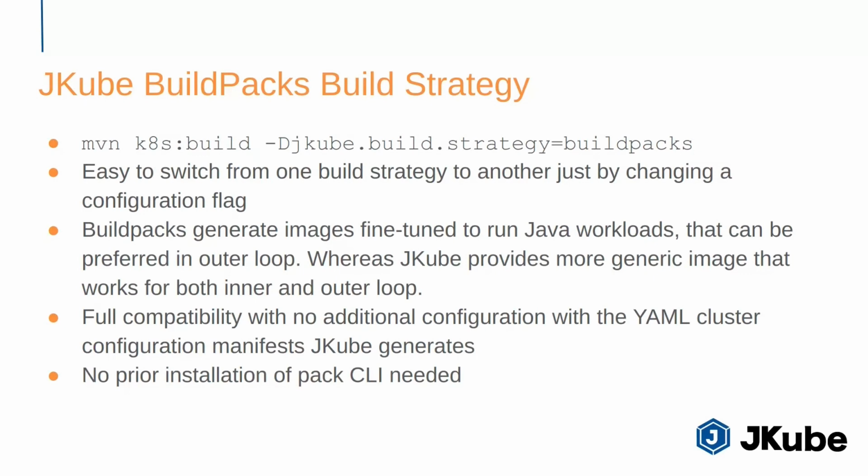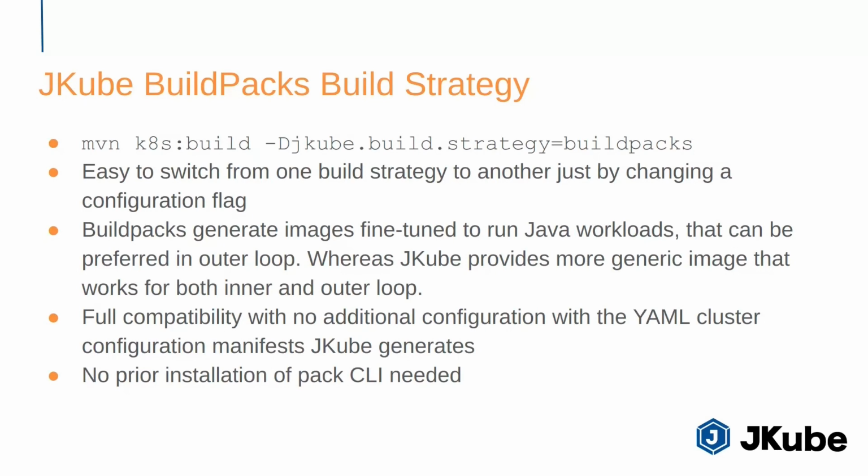For example, a user can use the Buildpacks build strategy when deploying their application in the outer loop to generate a fine-tuned OCI compliant container image. While developing, the user can rely on the Docker build strategy in the inner loop. This can help users utilize the best of both tools. JKube does not require the pack CLI to be already installed in order to run a Buildpacks based build. Generated Kubernetes manifests are also compatible with the generated image.